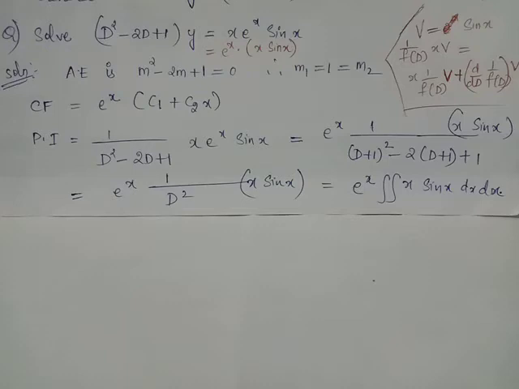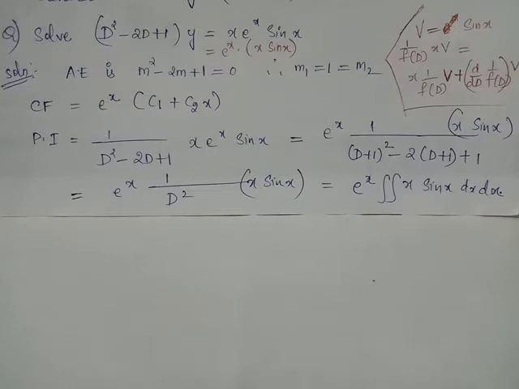Find the solution of (D squared minus 2D plus 1) acting on y equals x e raised to x sin x. We have the auxiliary equation m squared minus 2m plus 1 equals 0, which has repeated roots m1 equals m2 equals 1. Therefore, the complementary function will be e raised to x multiplied by (c1 plus c2 x), where c1 and c2 are arbitrary constants. You can even write the complementary function as e raised to x multiplied by (c2 plus c1 x).